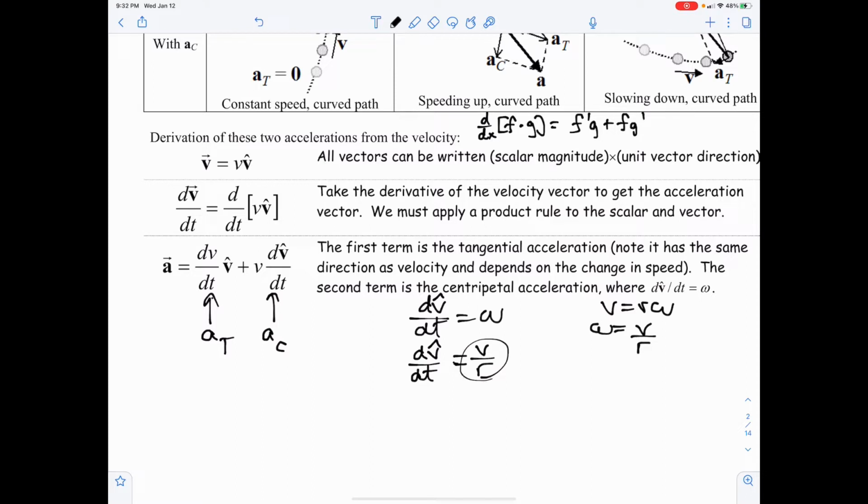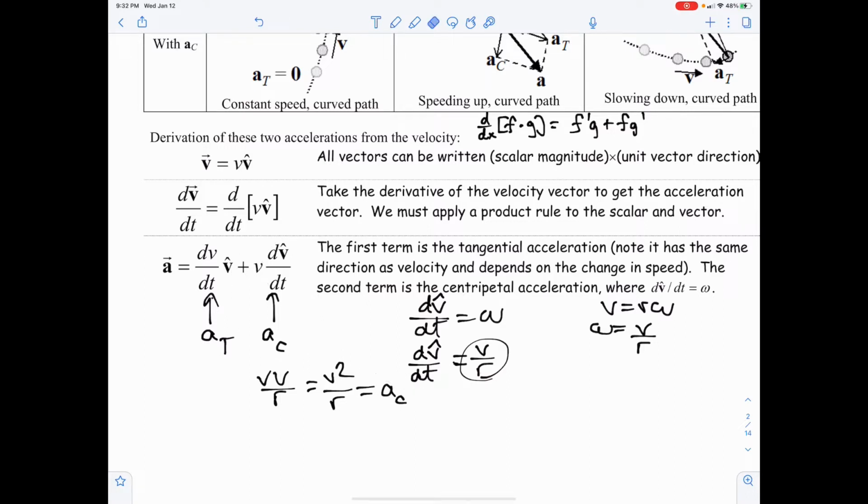So I would replace that with that, and you can see we get v, which is right here, times v over r, which is equal to v squared over r, which is equal to the centripetal acceleration. So that's how we get this to be the centripetal acceleration.